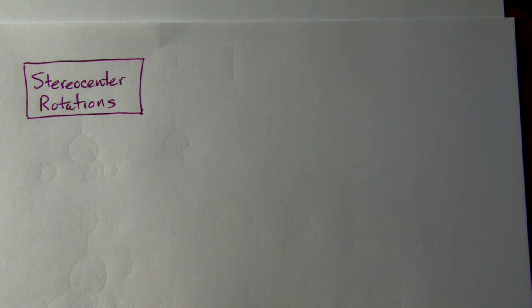The idea of stereo rotations or stereocenter rotations is that there are times when you're going to have to rotate a molecule in your mind. You're going to have to visualize how to rotate that so that you can determine if you have a new orientation or if you have a different one. And so we talked about in the previous video what are called R and S orientations.